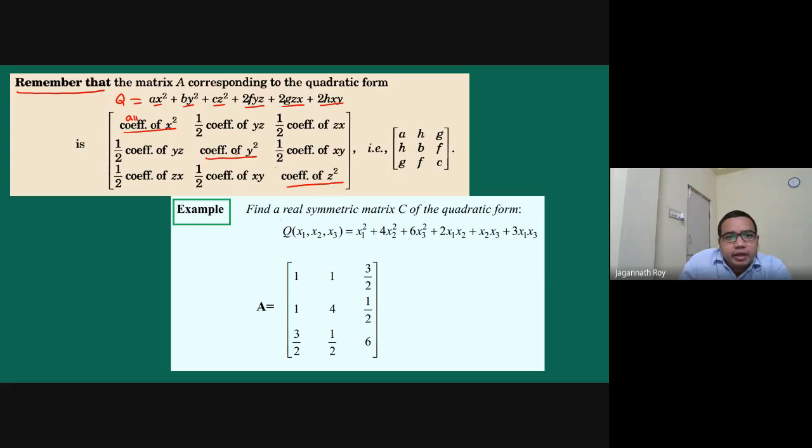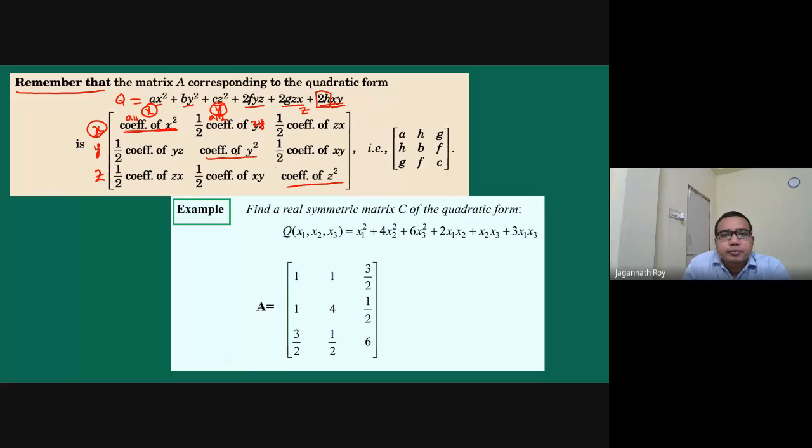Okay, and a12 will be half of the coefficient of xy, because if you're taking x, y, and z, this is x, y, and z. So we will take this way. x times x, so coefficient of x square. x times y, so xy. So we'll take the xy, so half of this coefficient.